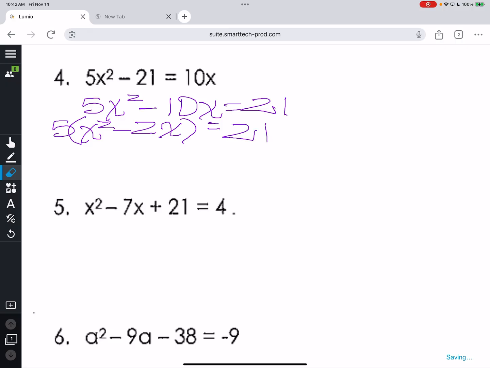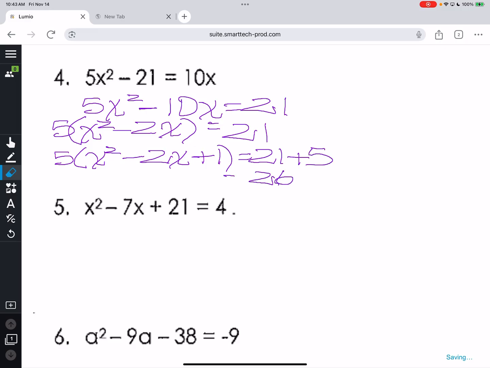Now, here we go. Take half of 2, square it. And that gives us what? 1. But what am I going to add to the other side? A 5. So that gives us 26. Why would you add a 5? Because you agreed that we got the 1, half of 2 and then 1. But what is 1 really? It is 5 times 1.